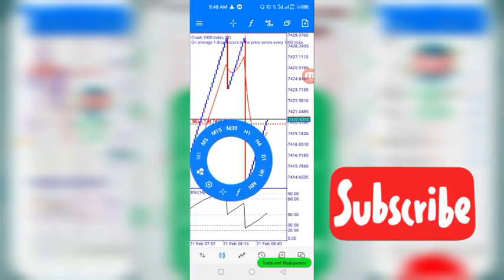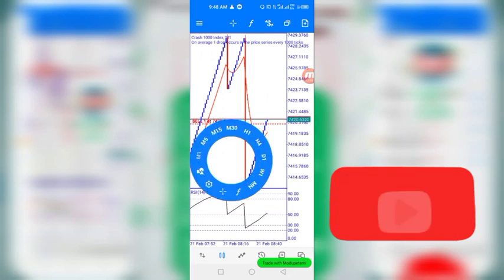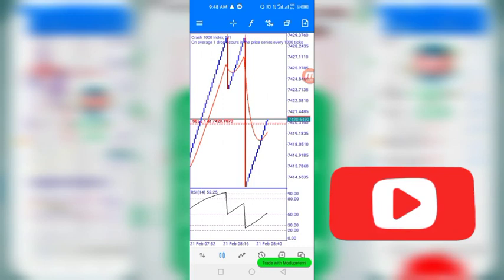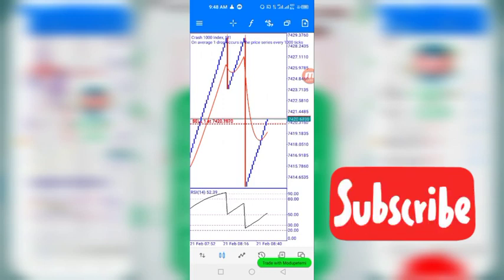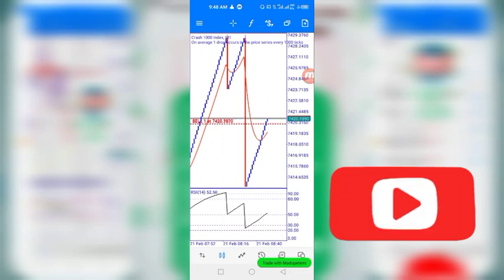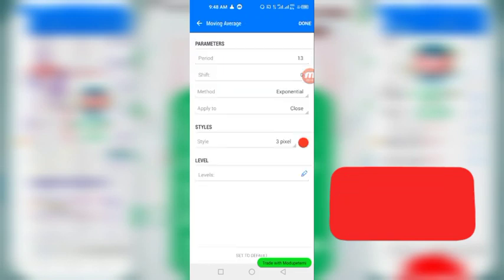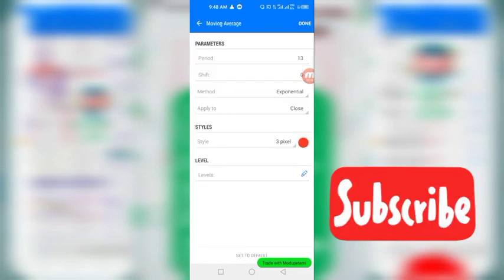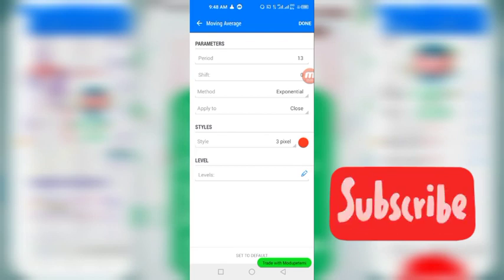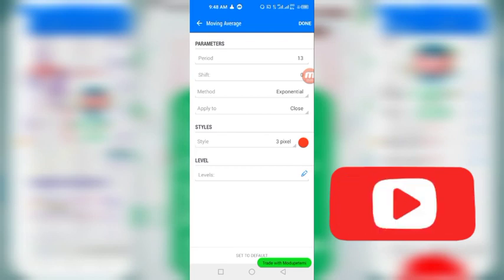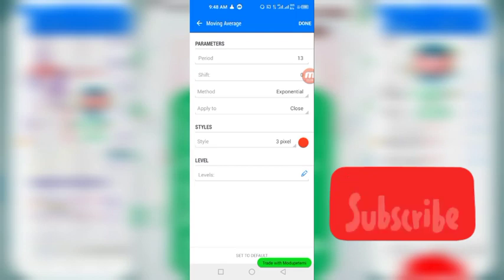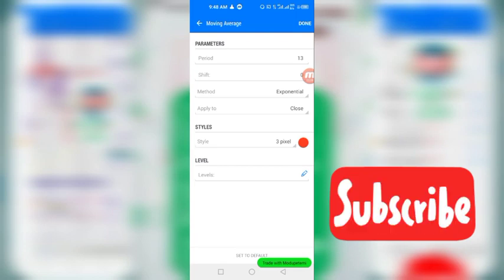So basically, the strategy works like this. Let me not waste our time. We'll be using two apparatus, like I said, our moving average and just our RSI. The first moving average we are going to use is the moving average 13. The period is 13, the shift is 0, method is exponential, apply to close. The style, you can use any style of your choice, but probably you can just use red, like my own.